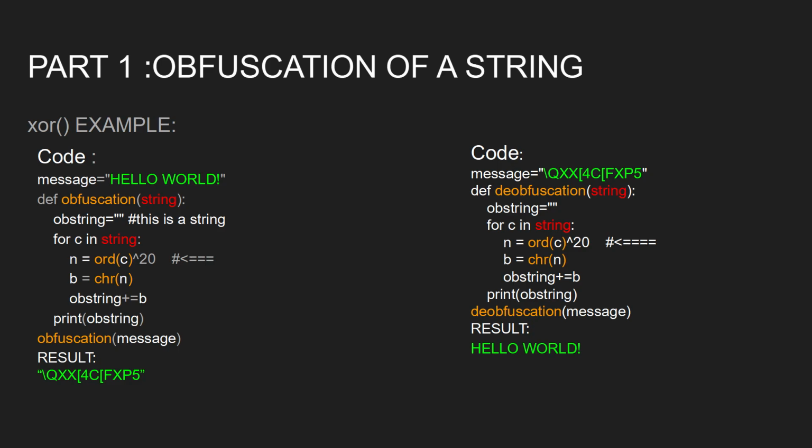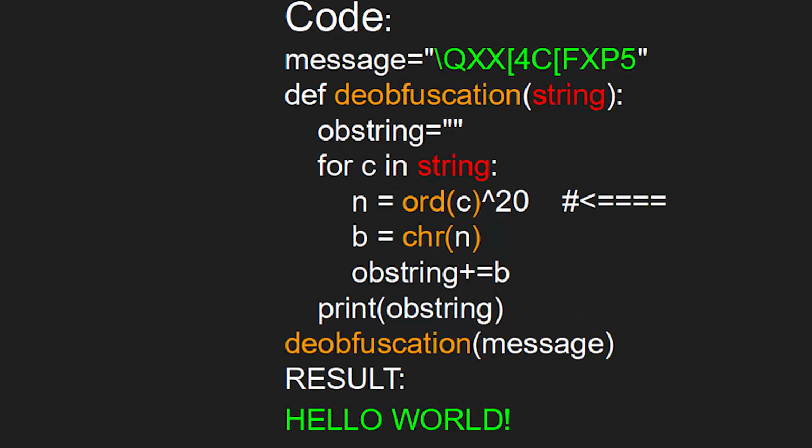So the code that we give our client has the message obfuscated, so it is not understandable, and we also give them the function that deobfuscates the string. We have a local variable, and for every character in this string, we convert it back to an integer and XOR it with 20. Then we save the result, change it to a character, and add this character to our local string. Finally, we print the local string.